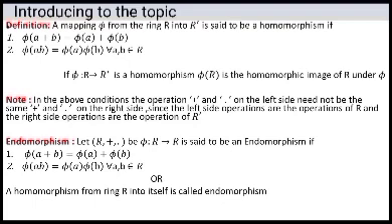two conditions. First one is phi of A plus B is equal to phi of A plus phi of B. The second condition, phi of AB is equal to phi of A into phi of B for all A comma B belongs to R. If phi from R to R dash is a homomorphism, phi of R is a homomorphic image of R under phi.